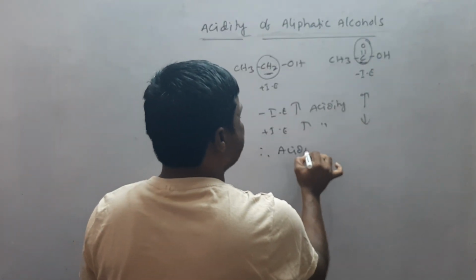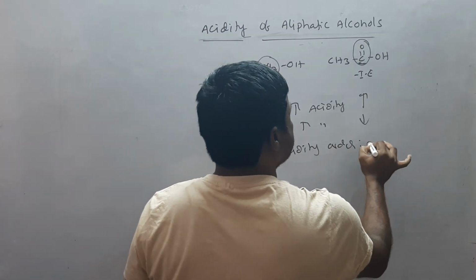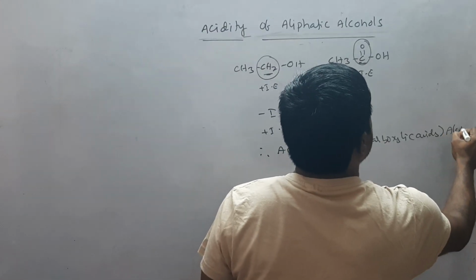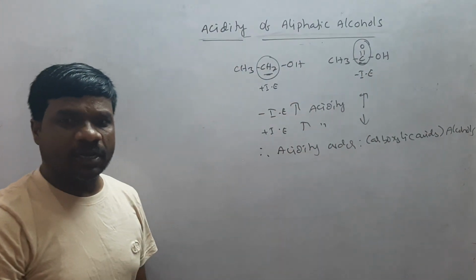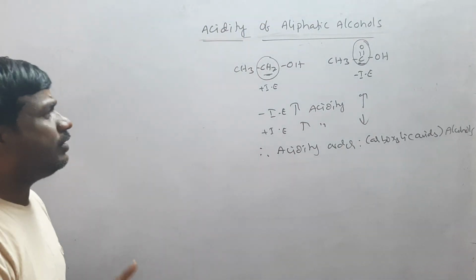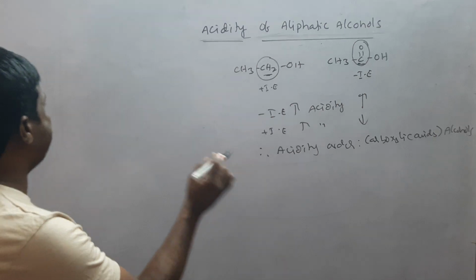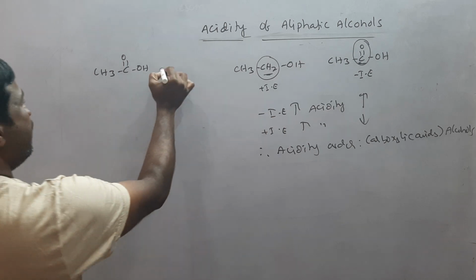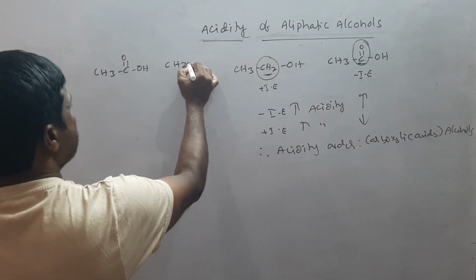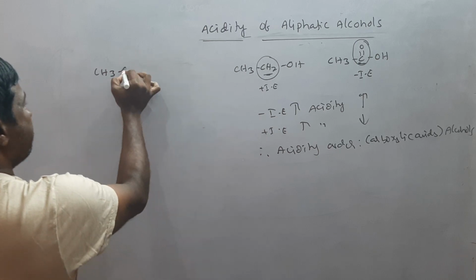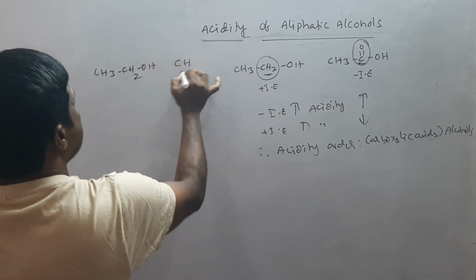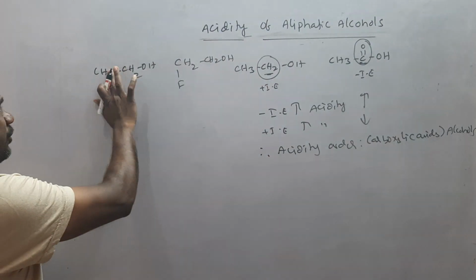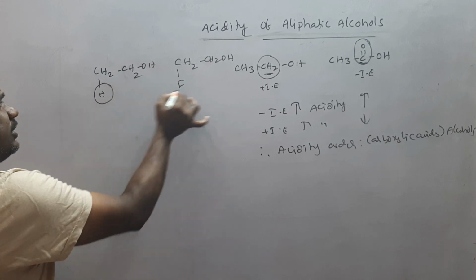Finally, the acidity order: carboxylic acids are more acidic than alcohols. So here, acid and alcohol, carboxylic acids are always more acidic than alcohols. Again I take one more example, CH3C double bond OH. Then I will take again both alcohols, CH2 fluorine CH2OH, so here instead we wrote two hydrogens, here hydrogen and fluorine.